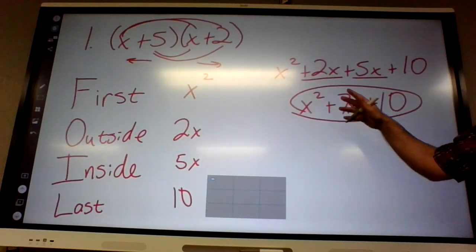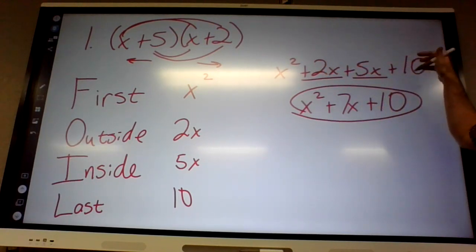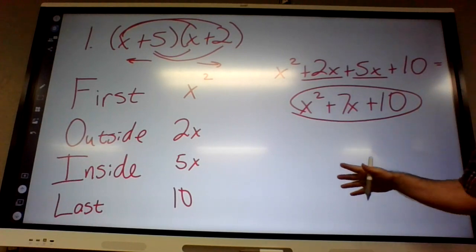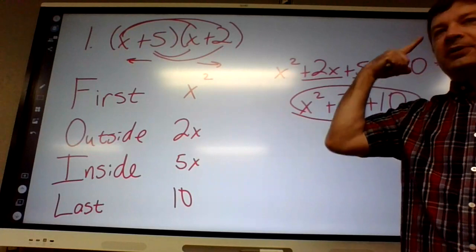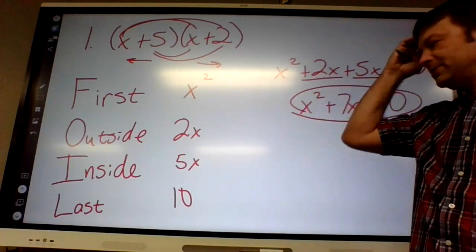So to show your work today, let's go ahead and do these 4 terms and then just put equals and then the answer. You don't have to write all this stuff. If you remember FOIL: first, outside, inside, last. Get all 4 of them.